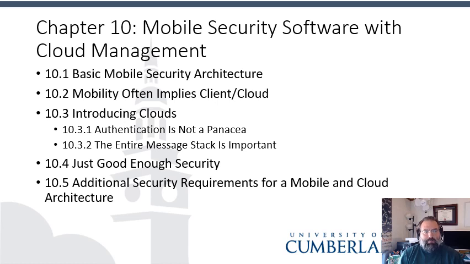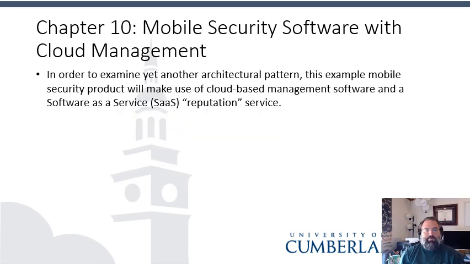Jumping into Chapter 10, it centers on mobile security software with cloud management. We'll talk about basic mobile security architecture. We'll talk about how mobile often implies the client-cloud design. We'll talk a bit about an introduction to cloud. Authentication is not a panacea and the entire message stack is important. Then we'll talk a bit about just good enough security, and we'll close with additional security requirements for mobile and cloud architectures. Jumping into the first section, in order to examine yet another architectural pattern, this example, mobile security products will make use of a cloud-based management software and a software as a service reputation service.